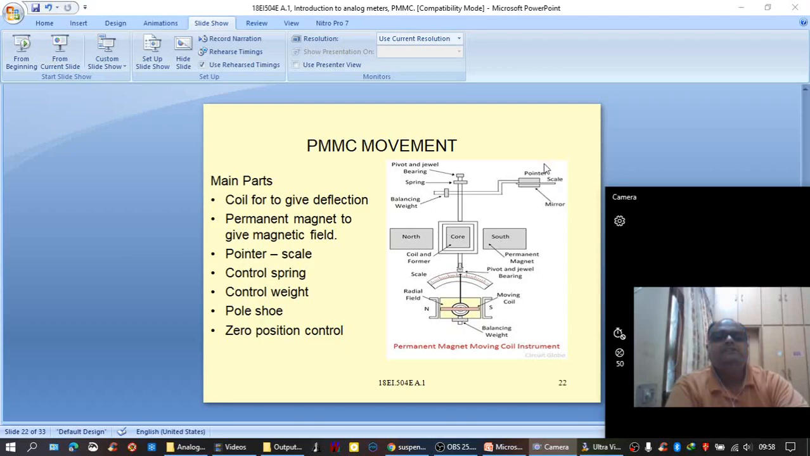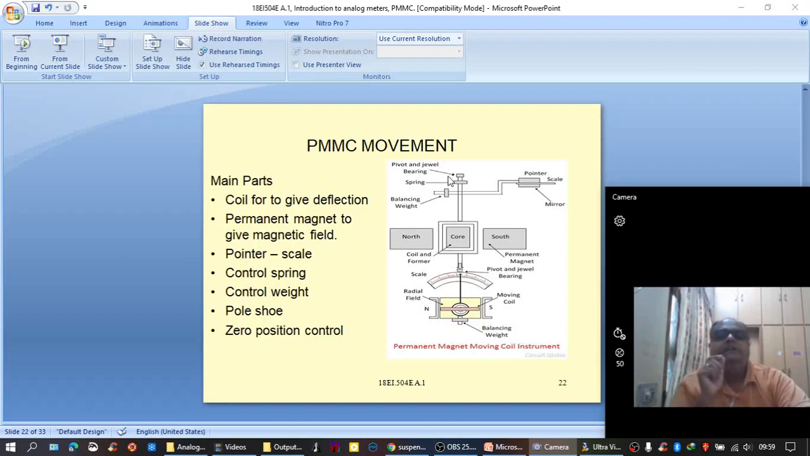scale is placed here, balancing weight here, control spring, and pivot and jewel bearing. We will discuss it in detail a little later. This pivot and jewel bearing is the one which is responsible for the stable working. That is, the movable coil mounting is done using this pivot and jewel bearing.